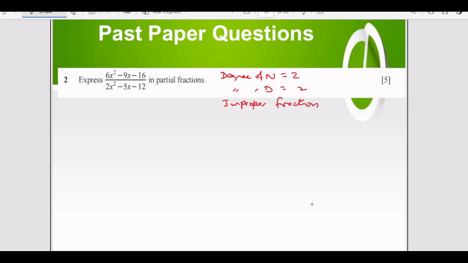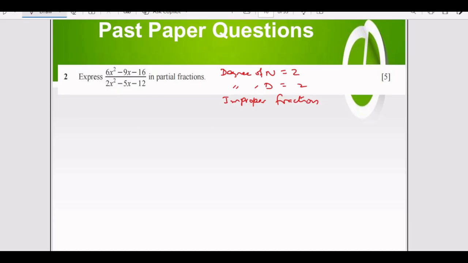So we need to divide this, right? By using this division method, we are going to divide this. I'm dividing 6x squared minus 9x minus 16 by 2x squared minus 5x minus 12.